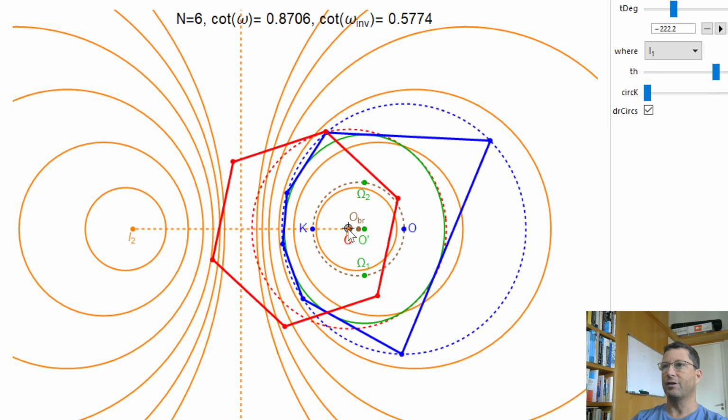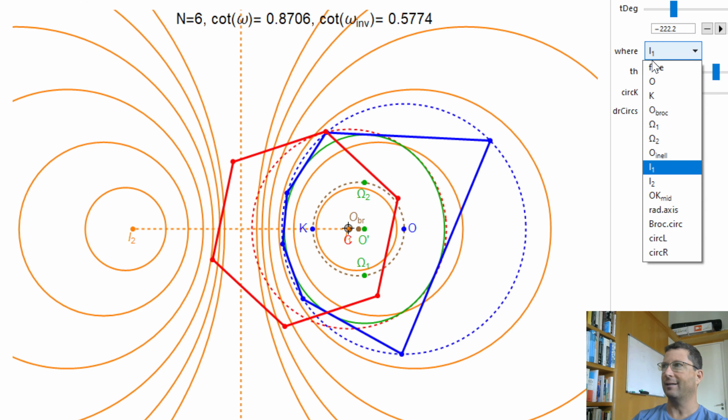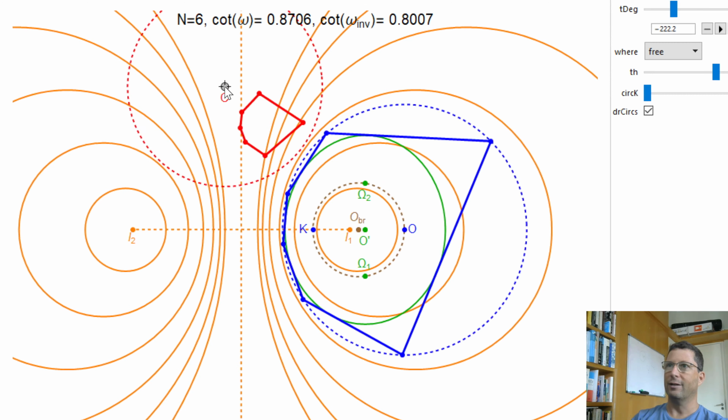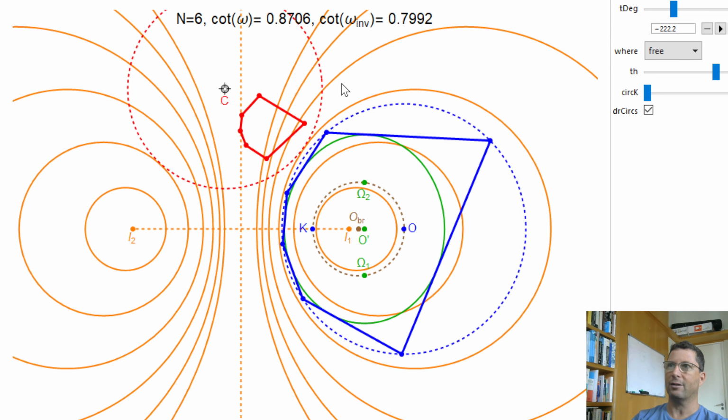So here's an inversion. So here's my circle of inversion. Let me go back here one step so I show you guys what I'm doing here. Here's a generic inversion circle, this red circle here, centered on point C. And here is a polygon whose vertices are inversions of the blue vertices with respect to this red circle here.